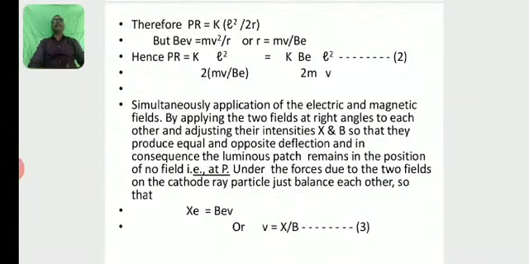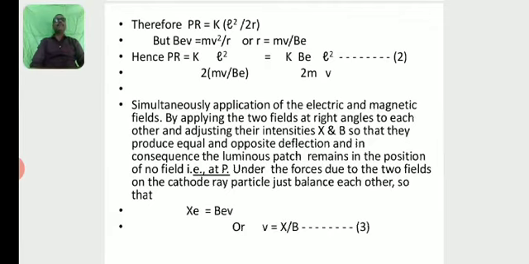Therefore, PR is equal to K into L square by 2R, but BeV is equal to MV square by R, or R is equal to MV by BE. Hence, PR is equal to KL square by 2R, which is K B E L square by 2 M V. Let this be equation number 2.